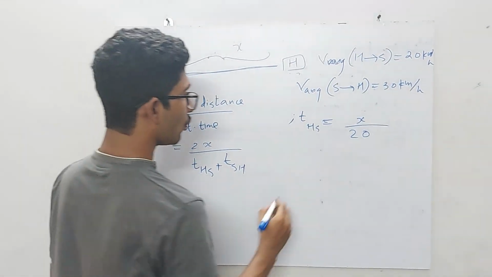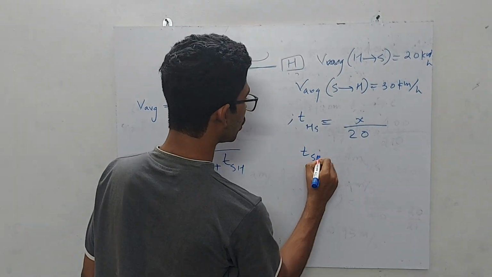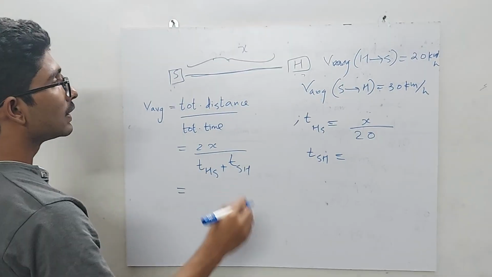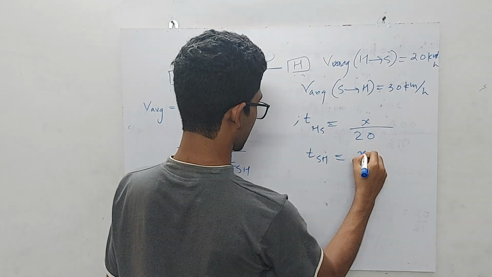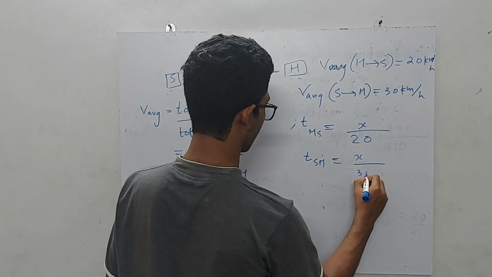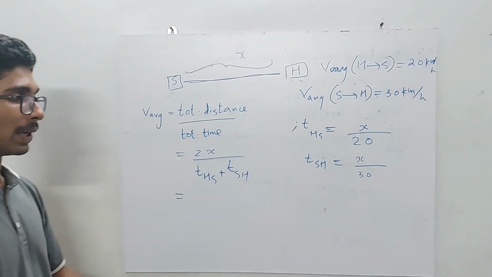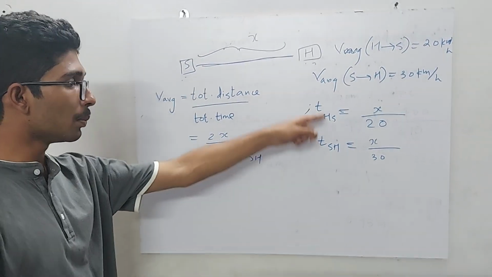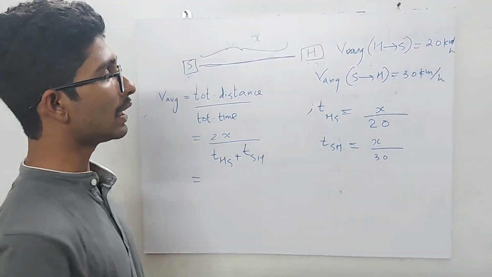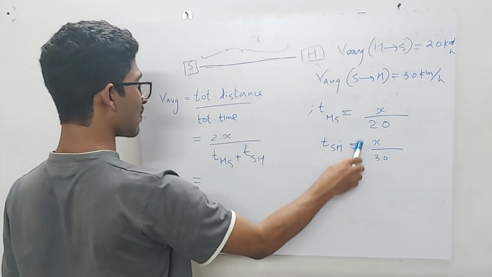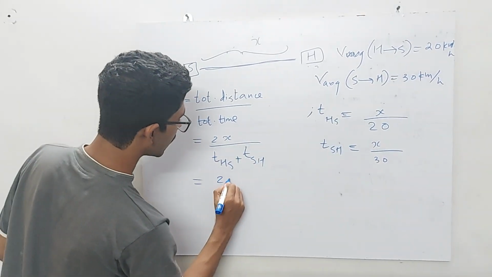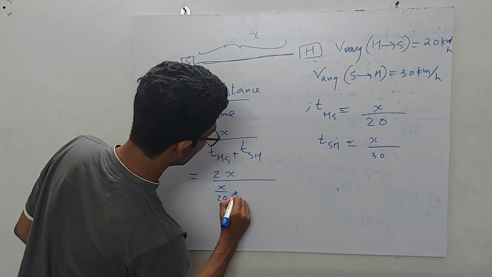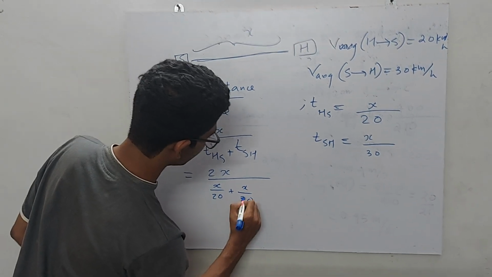Okay. Now for the time taken for school to home, when he is traveling from school to home, the distance traveled is again the same, x, but the speed was 30. Since time is distance by speed, the time for school to home motion is x by 30. So these are both the times in terms of distance. Now we will substitute these values in this equation. So we will get 2x by (x by 20 plus x by 30).